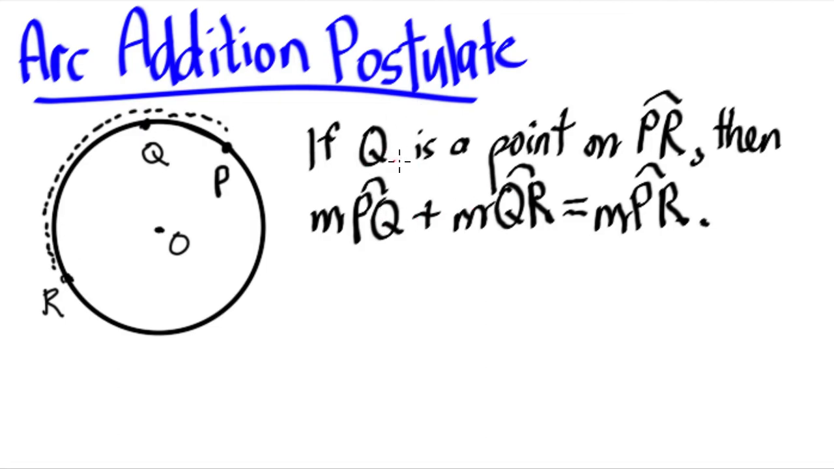For example, if Q is a point on arc PR, if point Q is between the arc, then the measure of arc PQ, this one, plus the measure of arc QR, this one, is equal to the measure of the whole major arc PR. That's the arc addition postulate. So provided we have a point in between the arcs, if we add the measures of two arcs, it will give us the whole arc, from this end to this end.